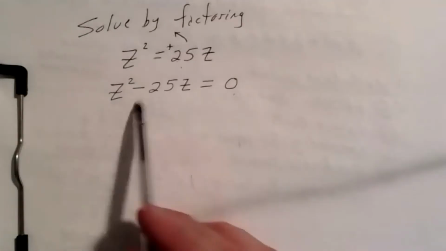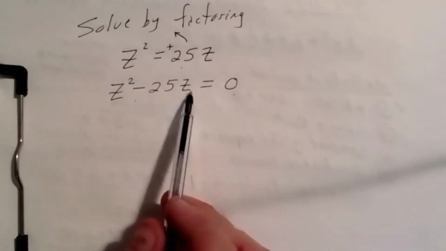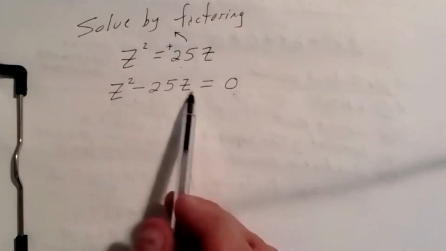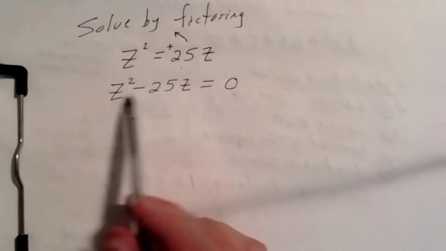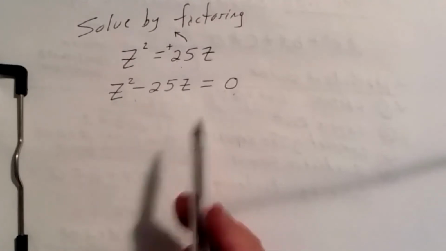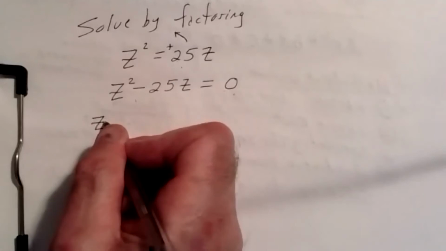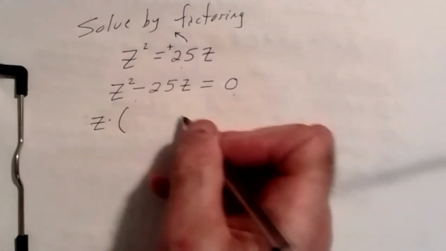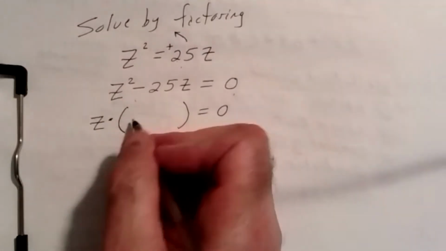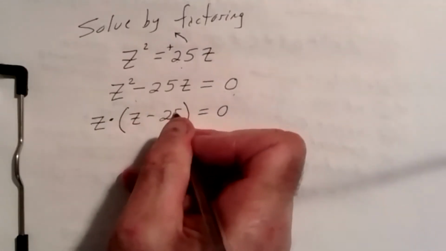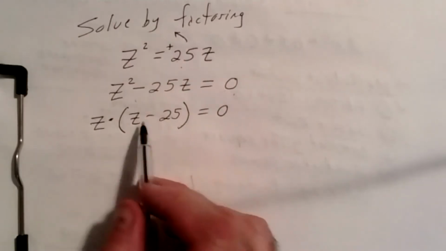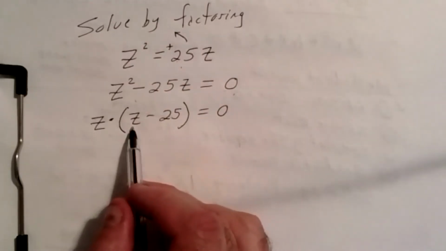Now that my equation is set equal to 0, we ask ourselves, can we factor this left side? We want to completely factor the left side. Ladies and gentlemen, notice, what can I factor out of both terms here? Z. All right, looks like we can factor out a z. And when we factor a z out, what do we leave behind? Z minus 25. Now that our left side is completely factored, this is not the difference of squares, by the way. Z is not a perfect square.